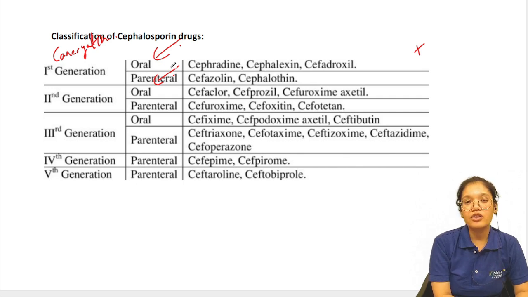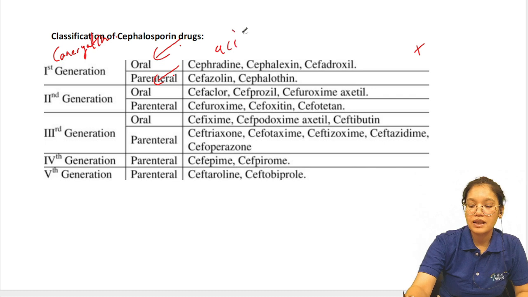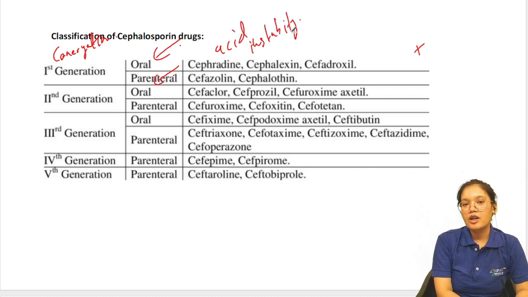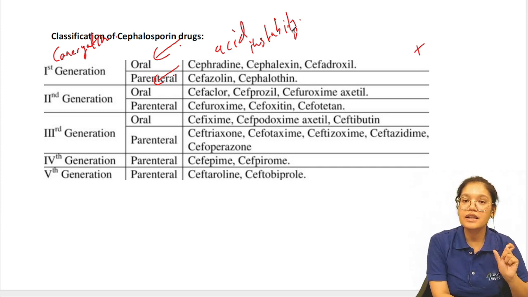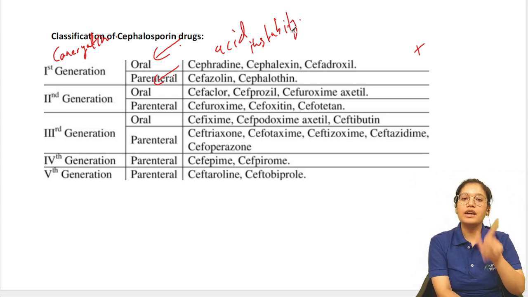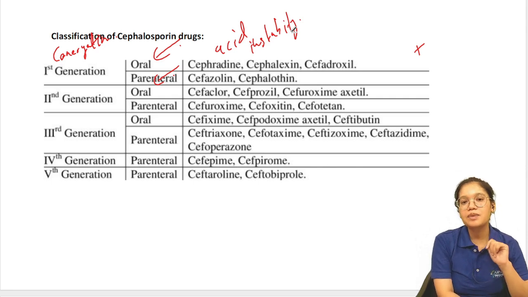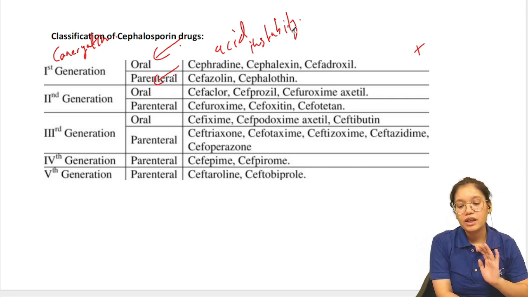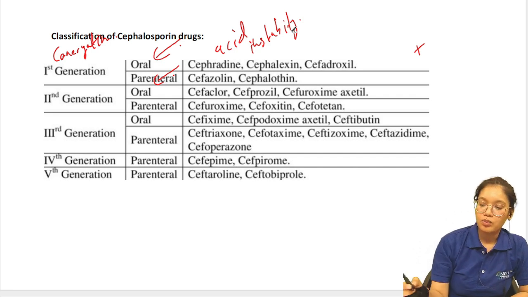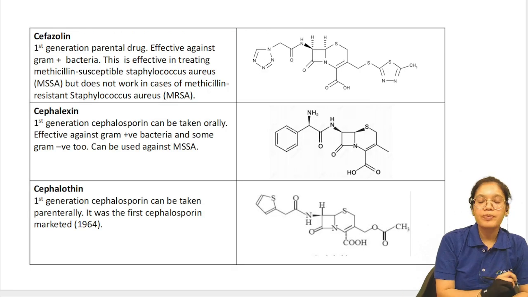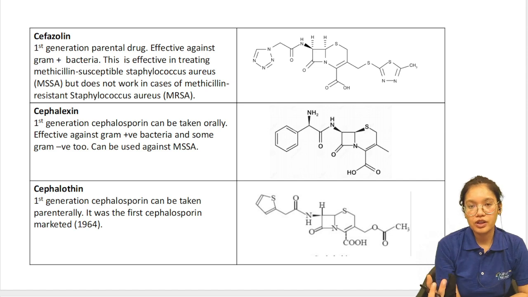These parenteral drugs can't be given orally due to acid instability. As these drugs are unstable in the acidic environment, they get degraded by the acid that is present in the stomach. So they can't be taken orally. Now, moving forward towards the structures of the particular drugs we will discuss here.